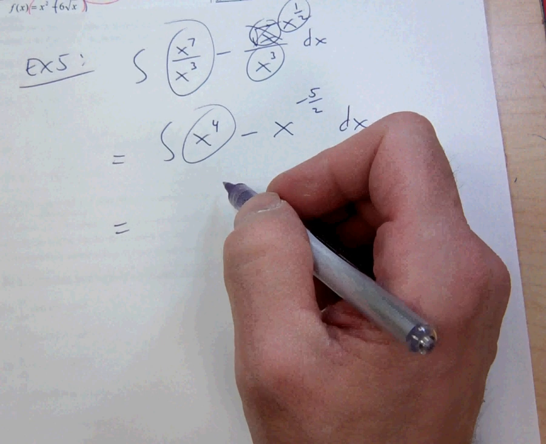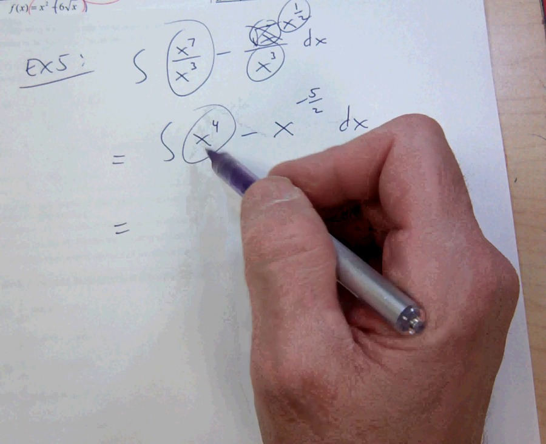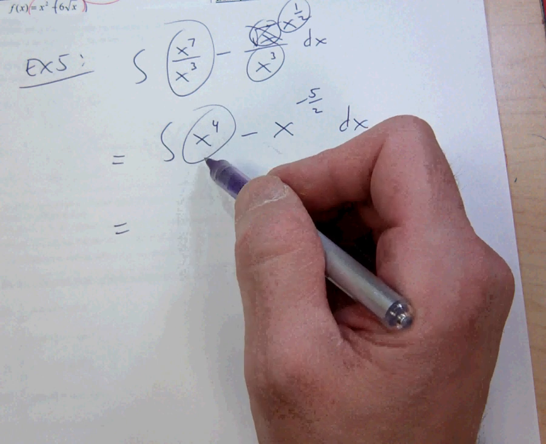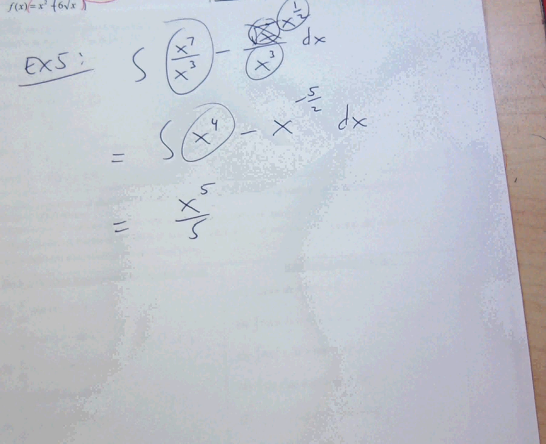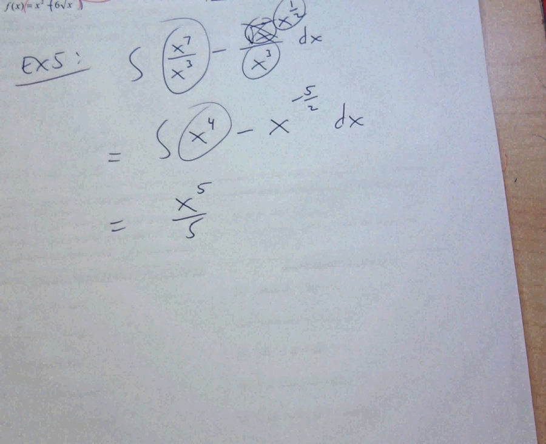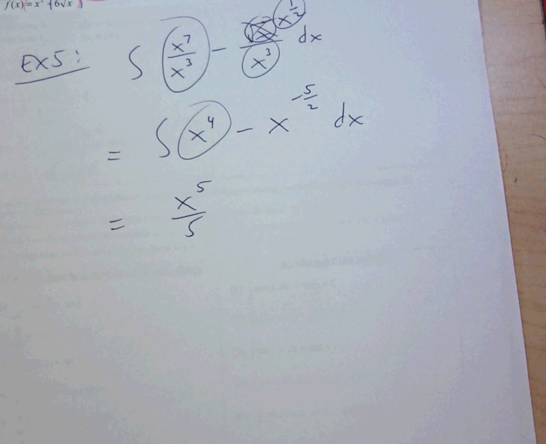The antiderivative. What's the power rule? You add 1 to the exponent and then divide by your new exponent, right? Isn't that the power rule for integrals or antiderivatives?